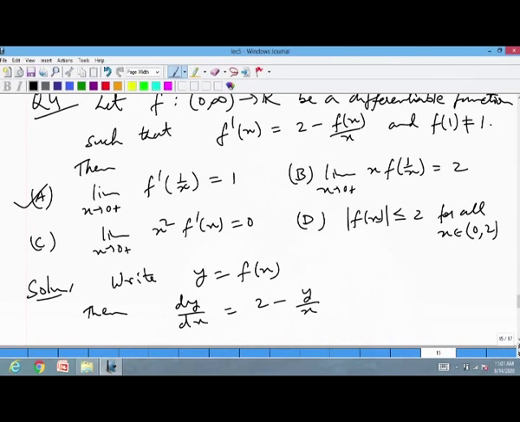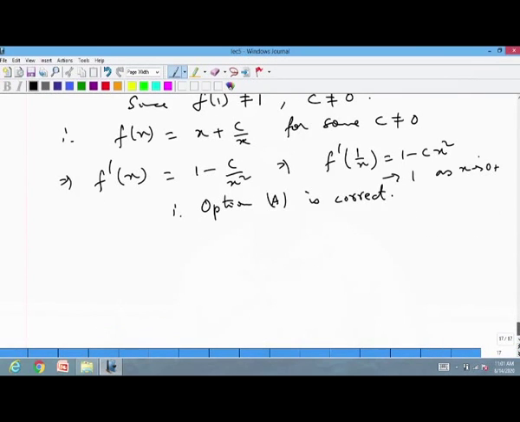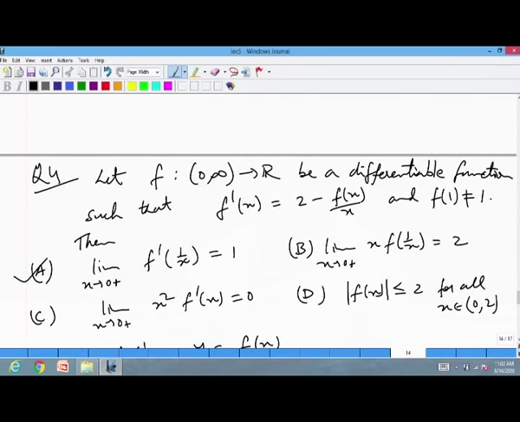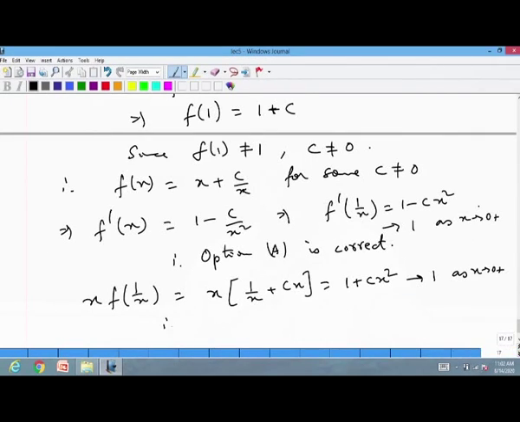Option B is saying limit of x times f of 1 by x. So, let us calculate what is x times f of 1 by x. This will be equal to 1 by x plus c x, which is equal to 1 plus c x square. This approaches 1 as x approaches 0 plus. So, option B is saying that this limit is equal to 2. So, this is wrong. So, therefore, B is wrong.